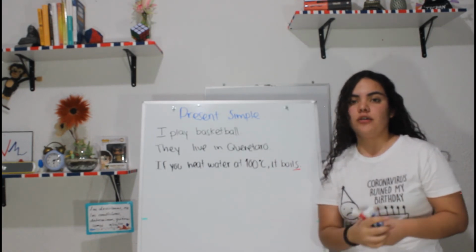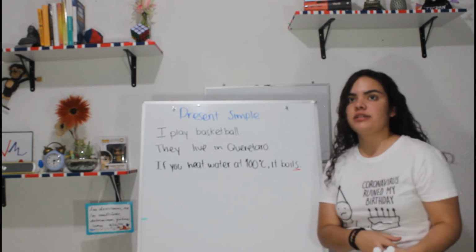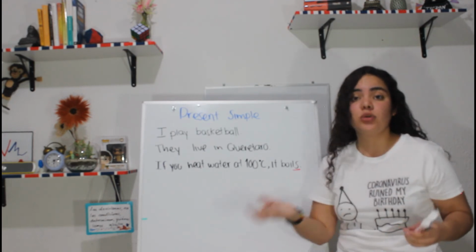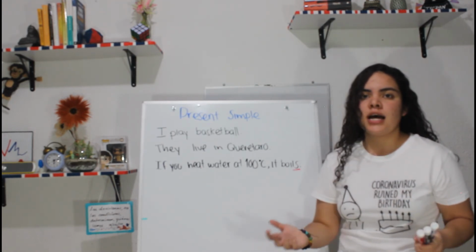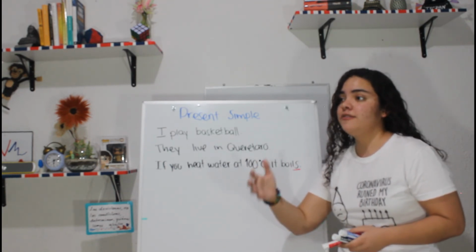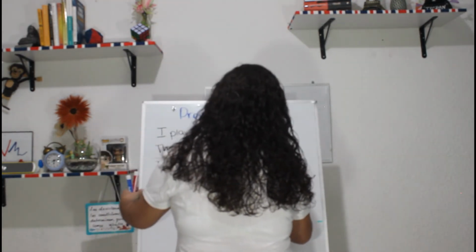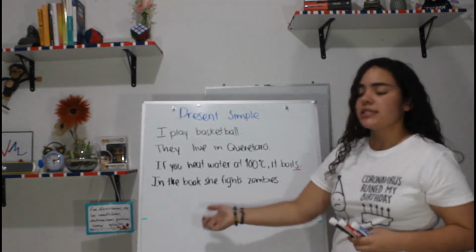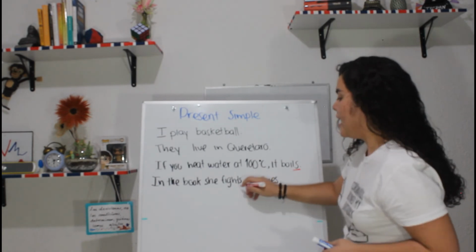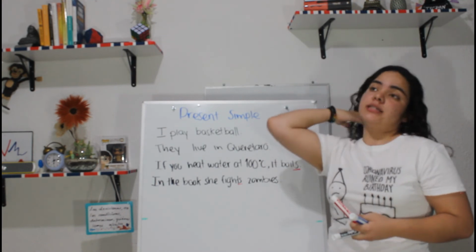And the last use of present simple would be to talk about films or movies or to give directions, because it's something that's not going to change. If I read a book and the book is about a girl, I can say it in simple present. I can say, in the book, she fights zombies. In this case, I'm talking about she, and therefore I need the S. Very important, never forget the S, because otherwise it would be wrong.